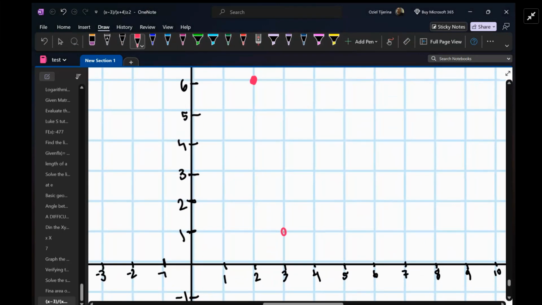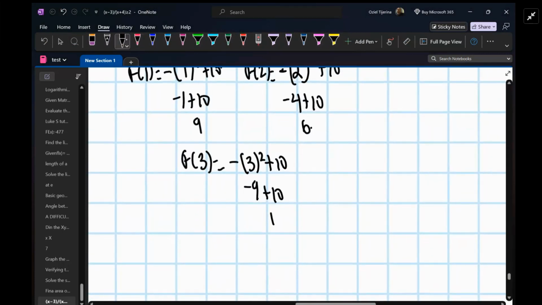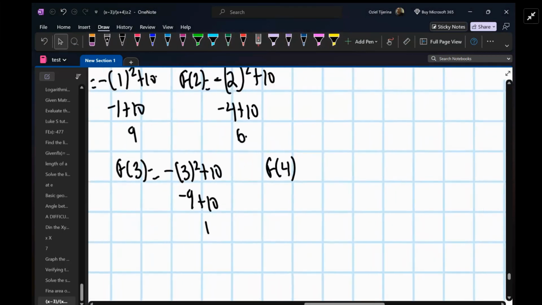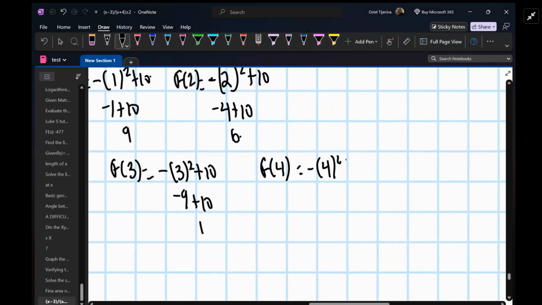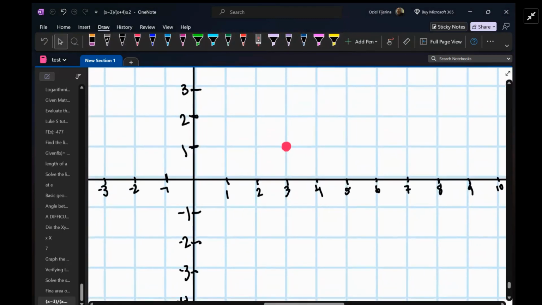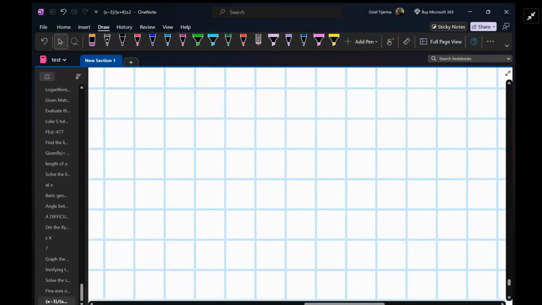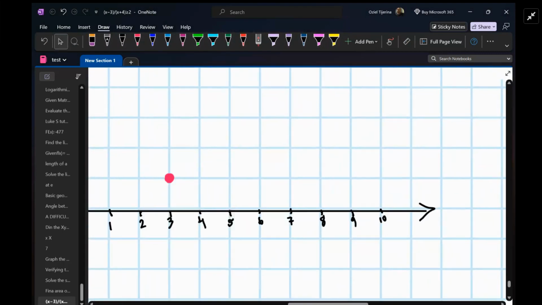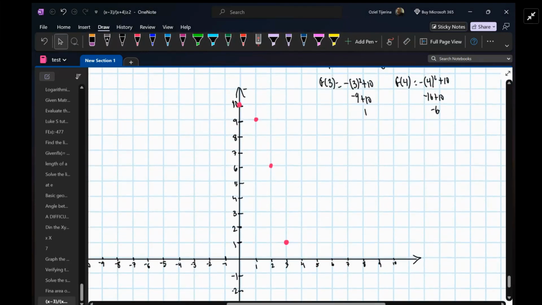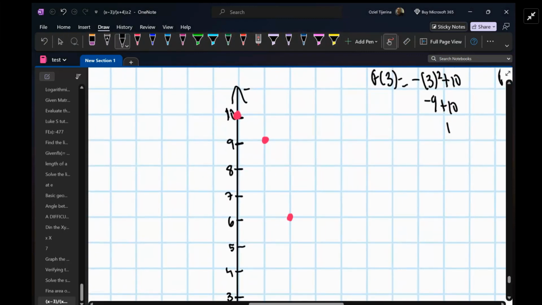So right here. And then when x equals 4, f of 4 is going to be negative 4 squared plus 10, which is negative 16 plus 10, which is negative 6. So when x equals 4, y is negative 6. So let's put this here. When x equals 5, it's going to go over the y-axis, so it's going to go lower. So that is the most we can plot on the right side.